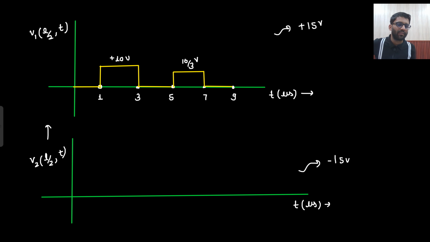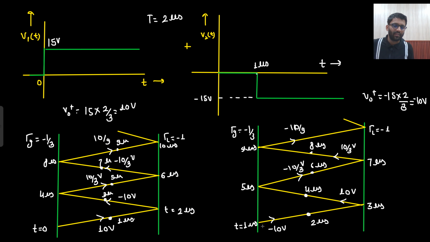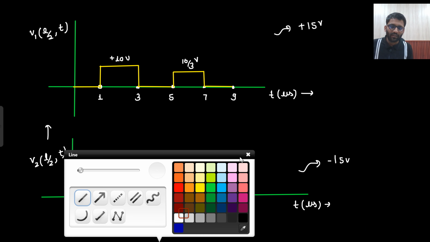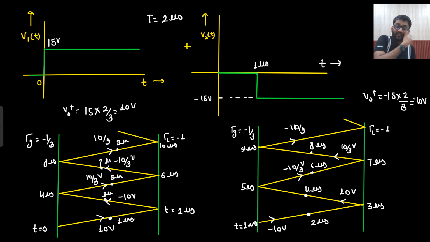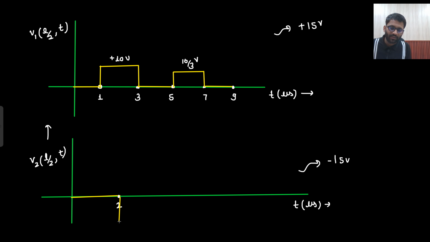So at 2 microsecond what are you having? At 2 microsecond you are having minus 10. So till 2 microsecond you are not having anything, because of minus 15. Then at 2 microsecond I will develop minus 10, right? At 2 microsecond I will develop minus 10, and it will remain there till 4 microsecond.